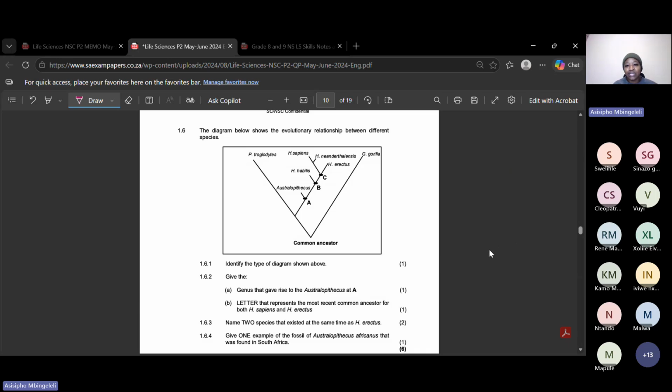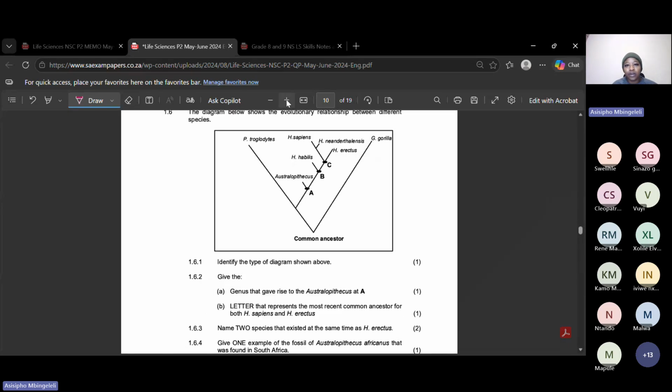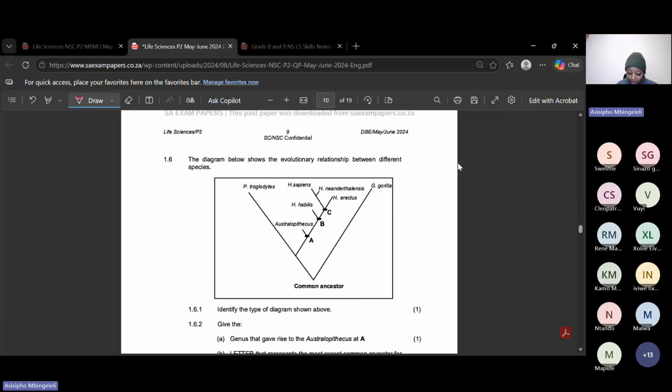The diagram below shows the evolutionary relationship between different species. I'm trying to zoom in. Okay, there you go. So this is an evolutionary relationship. That's a phylogenetic tree or a cladogram between different species. We have a common ancestor, and then there are names of species. Identify the type of diagram. The type of diagram shown above is what we call a phylogenetic tree. We addressed it in the evolution lessons.